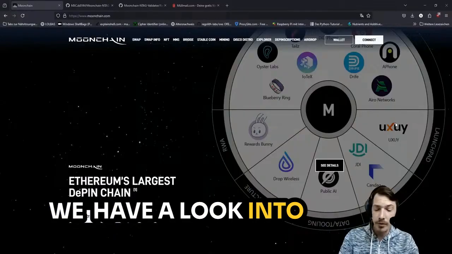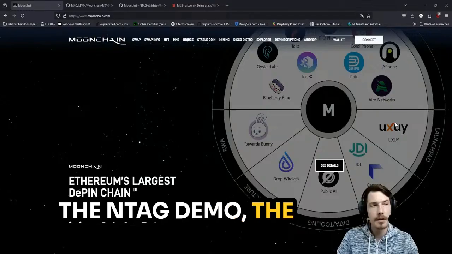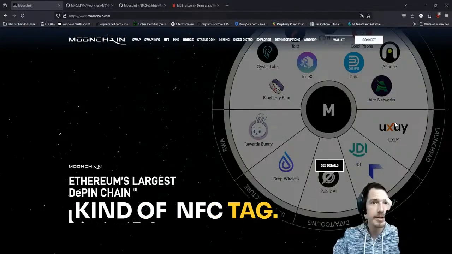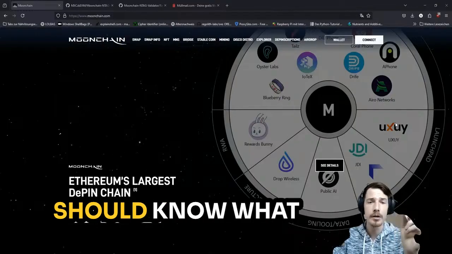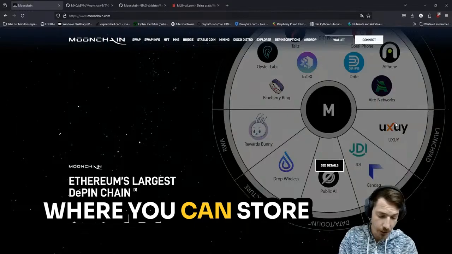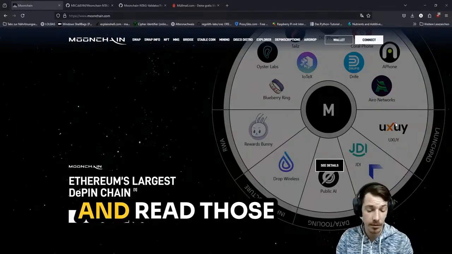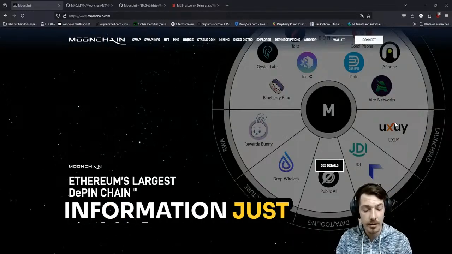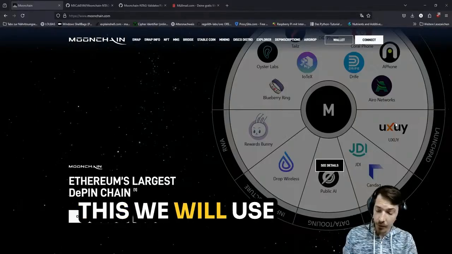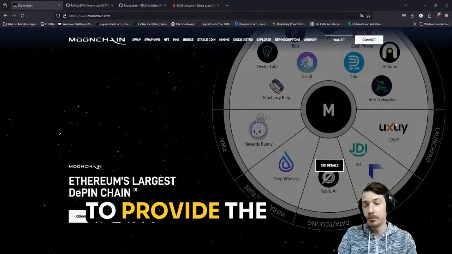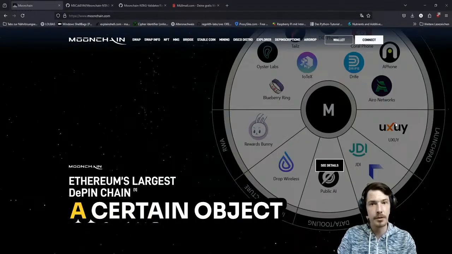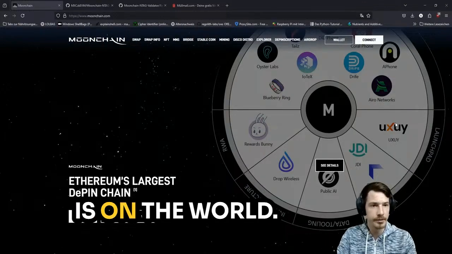We have a look into the NTAG demo, the NFC Validator demo, which will use these kind of NFC tags. I think everybody should know what an NFC tag is nowadays. It's a chip where you can store some information and read that information just via a short distance radio frequency. This we will use specifically to provide the information where a certain object is in the world.